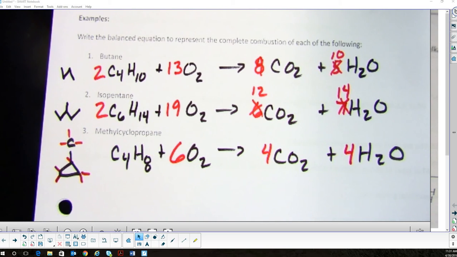Okay, when you finish, go ahead and look up. How do we do? Thumbs up, thumbs down, thumbs sideways. Okay. All right, so we need to be able to balance a combustion reaction. That's very important for organic chemistry.